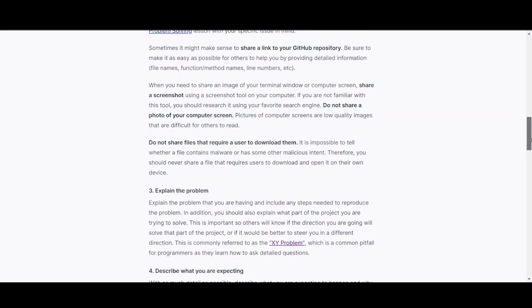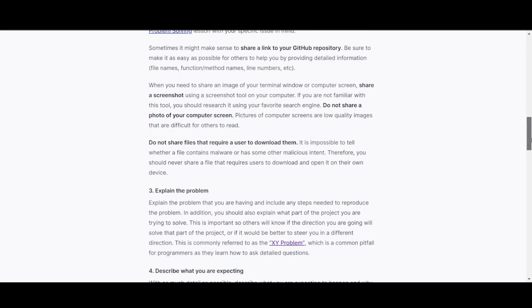When you need to share an image of your terminal window or computer screen, share a screenshot using a screenshot tool on your computer. If you are not familiar with this tool, you should research it using your favorite search engine. Do not share a photo of your computer screen. Pictures of computer screens are low-quality images that are difficult for others to read.